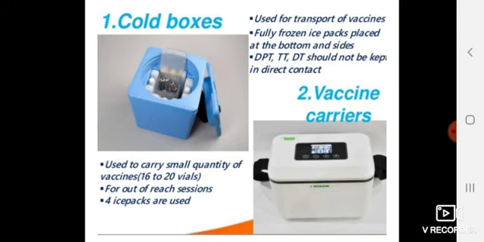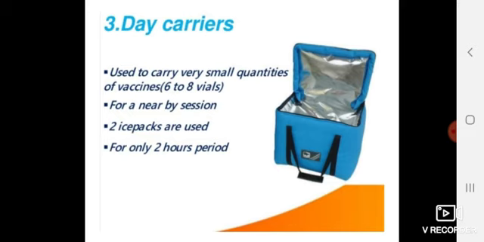There is a display in the vaccine carrier, 16 to 20 vials we can store, and the day carrier is common in sub-centers and PHC. They are using 6 to 8 vials we can keep with the ice packs. Okay, so here I am going to conclude.